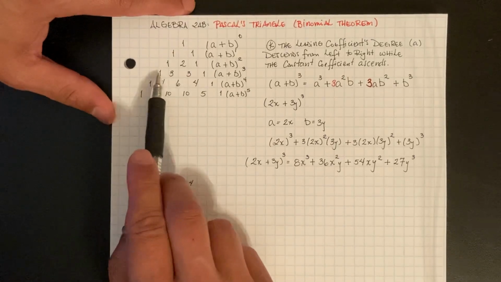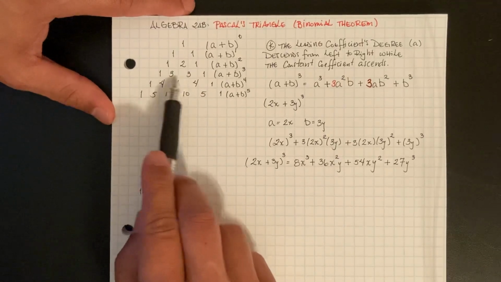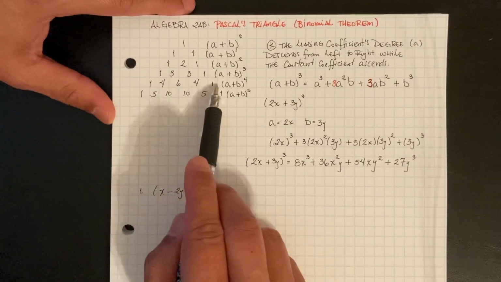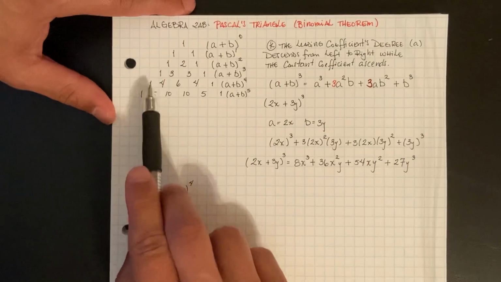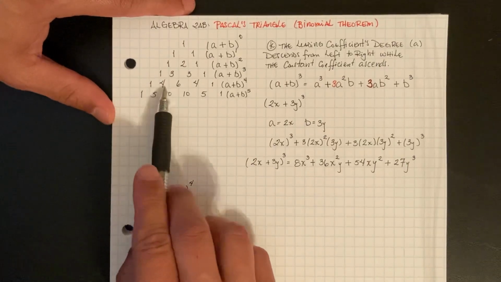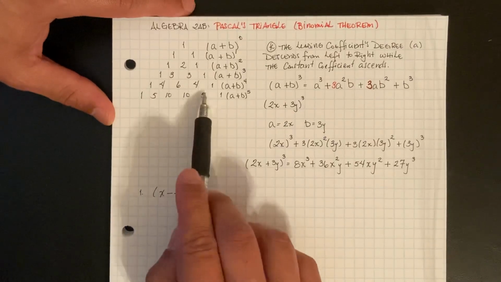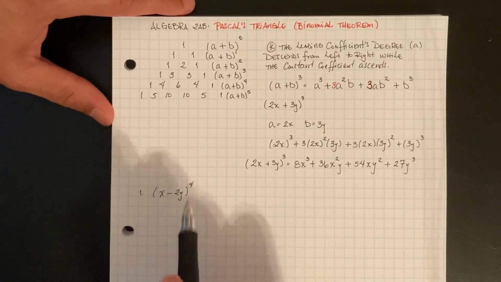And then 1 plus 3 is 4, 3 plus 3 is 6, 3 plus 1 is 4, and the 1s at the ends stay. The next row is 1 plus 4 is 5, 4 plus 6 is 10, 6 plus 4 is another 10, 4 plus 1 is 5, and still 1 at the ends. And it just continues ad infinitum.